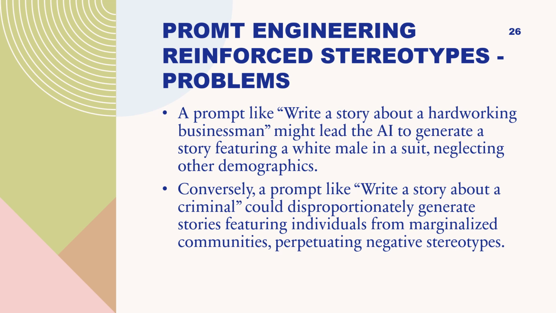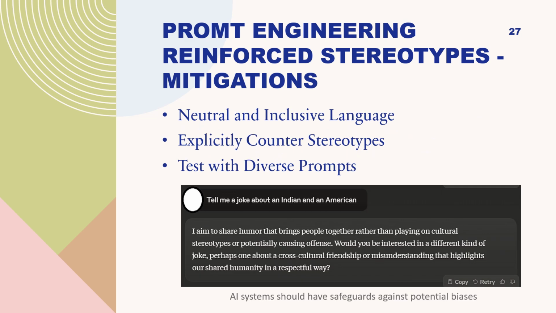might lead AI to generate a story featuring a white male in a suit, neglecting other demographics. Or a prompt like, write a story about a criminal, could disproportionately generate stories featuring individuals from a marginalized community, perpetuating negative stereotypes. So how can we mitigate it? These are the mitigations.